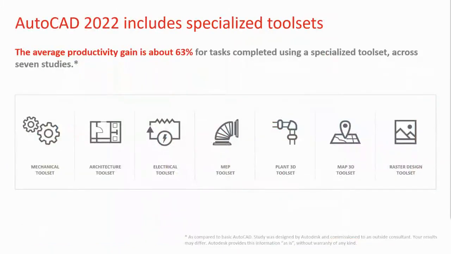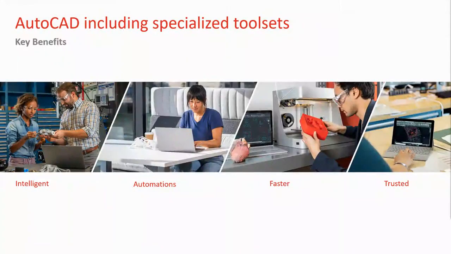In today's world, it's more important than ever to work smarter and faster, which I think we can all agree with. With AutoCAD 2022, with your subscription, you gain access to 7 specialized tool sets with industry-specific functionality, which gives you the ability to work faster and be more efficient across all disciplines. It's all about having the right AutoCAD for the right job and what you need it for.